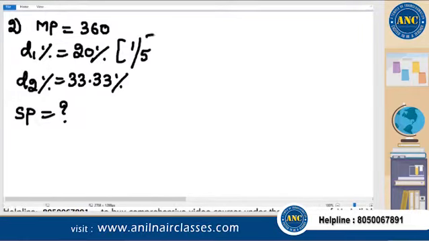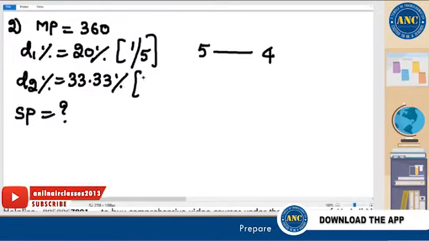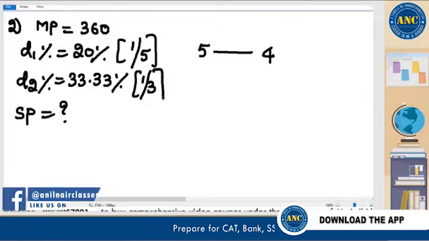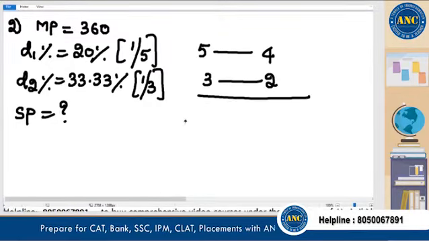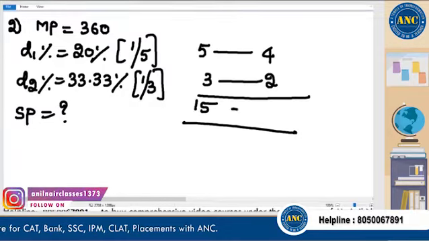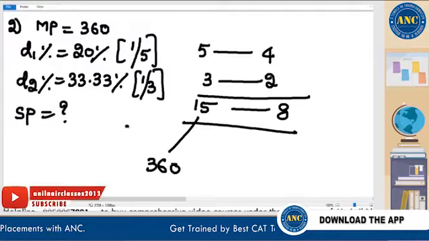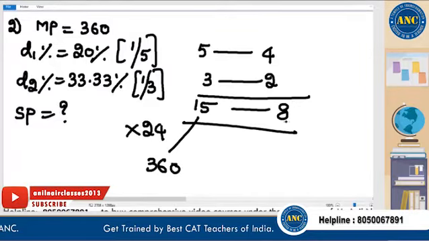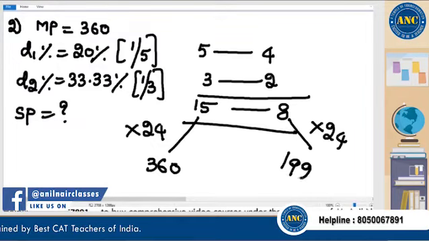20% is 1 by 5. 5, 1 decrease, answer will become 4. Discount is down. 33.33 is 1 by 3. 3, 1 decrease, final it will be 2. 5 3s are 15. 4 2s are 8. Initially 15 is becoming 360, so it is into 24. Here also it is into 24. Answer is 192.